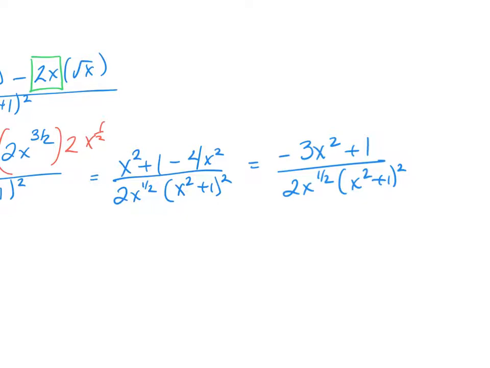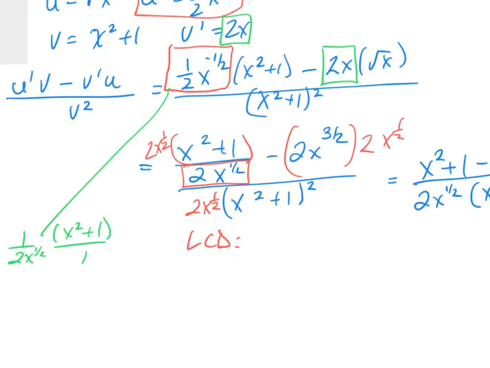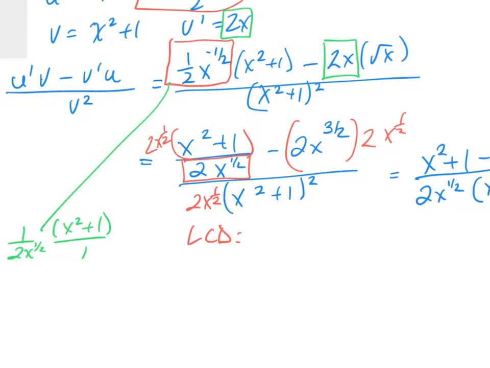Yes? How did you get rid of the 2 square root of x? Okay. Right here? Yeah. So I look through and I see a complex fraction. I see a fraction within a fraction. And because I see a fraction within a fraction, I'm going to multiply every single term in that complex fraction by the lowest common denominator, which happens to be 2x raised to the 1/2.